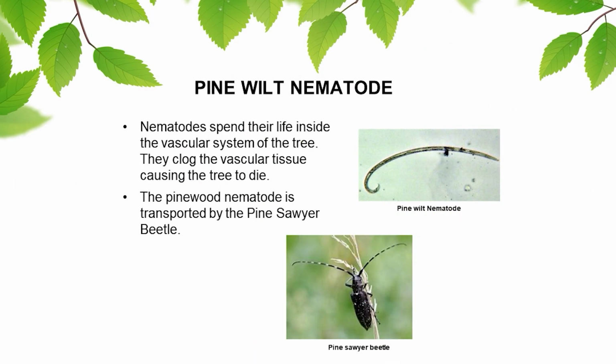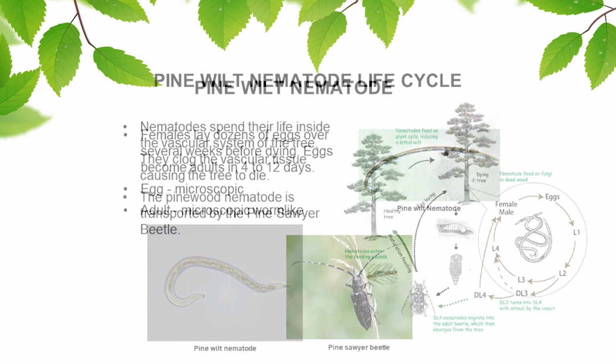The pine wilt nematode. Most pine wilt nematodes spend their entire life inside the vascular system of the host tree. They eventually clog the vascular tissue of the tree, causing the tree to die. The pine wilt nematode is transported from an infested tree to another tree by the pine sawyer beetle.